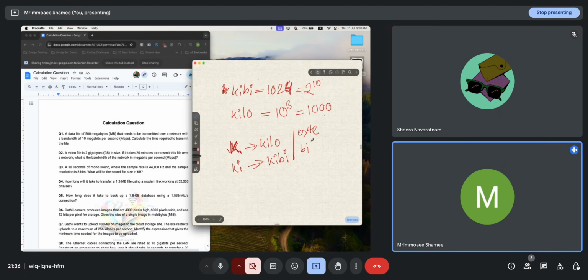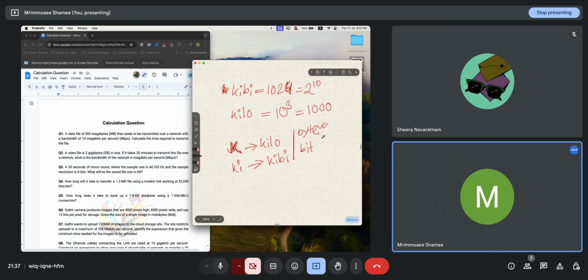Okay, now it comes to byte and bit. Byte is not used to represent data transfer per second, whereas bit we can consider for data transfer per second, right? Some questions will ask how many seconds a certain file will take to transfer, or what the transfer rate will be. So always try to convert byte to bit in that type of question.